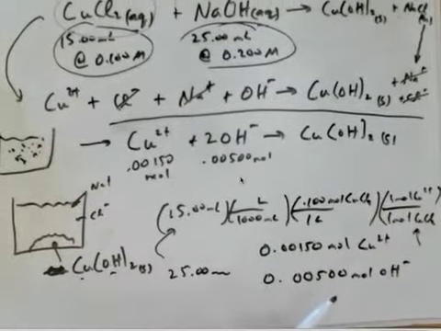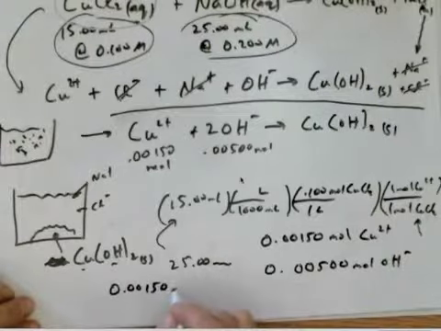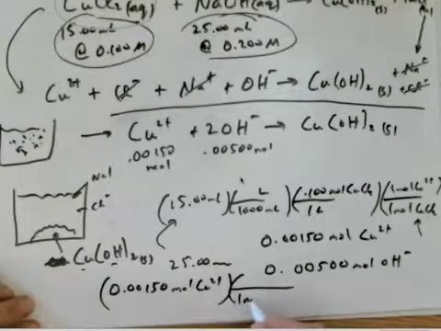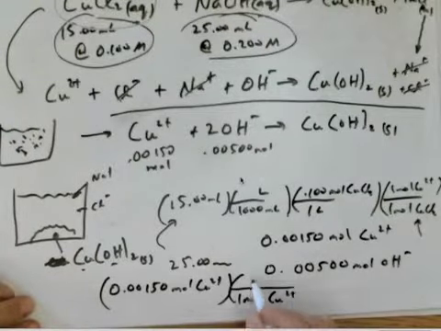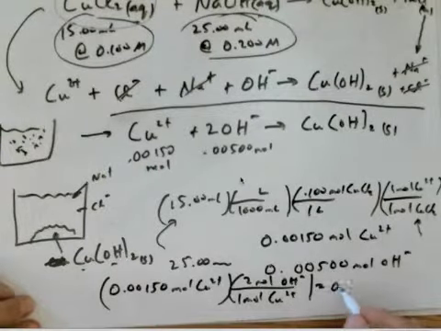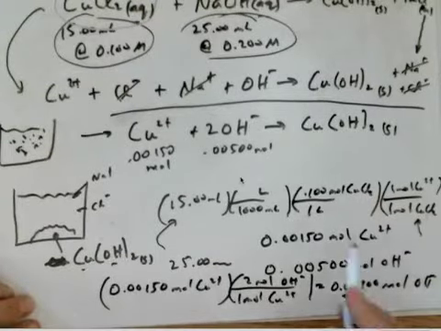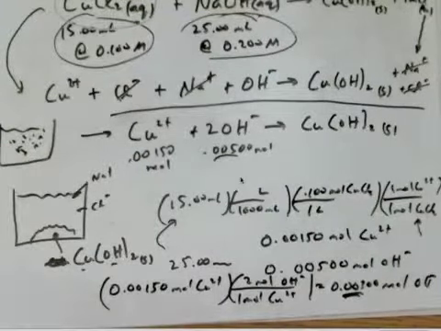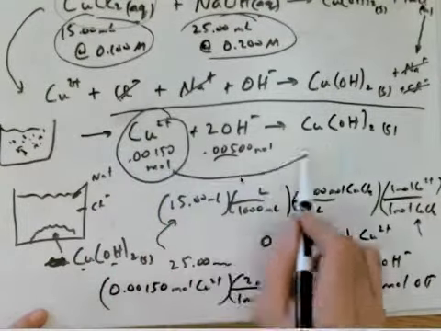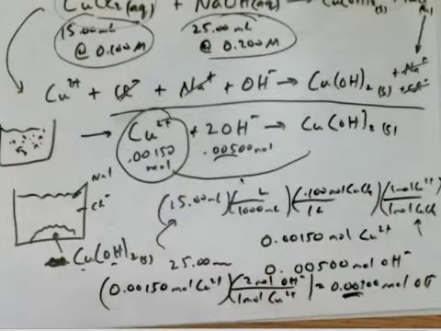So let's prove that. How would I prove that? I would say 0.00150 moles of copper 2 ions, to be more specific, and each mole of copper 2 ions requires 2 moles of hydroxide ions, and so that would be 0.00300 moles of hydroxide needed, and I have 0.005, so I do have plenty of hydroxide. Therefore, the copper is what runs out, and when I'm out of copper, I can't make any more of the copper 2 hydroxide, so I'll use copper 2 ions as my stoichiometry.